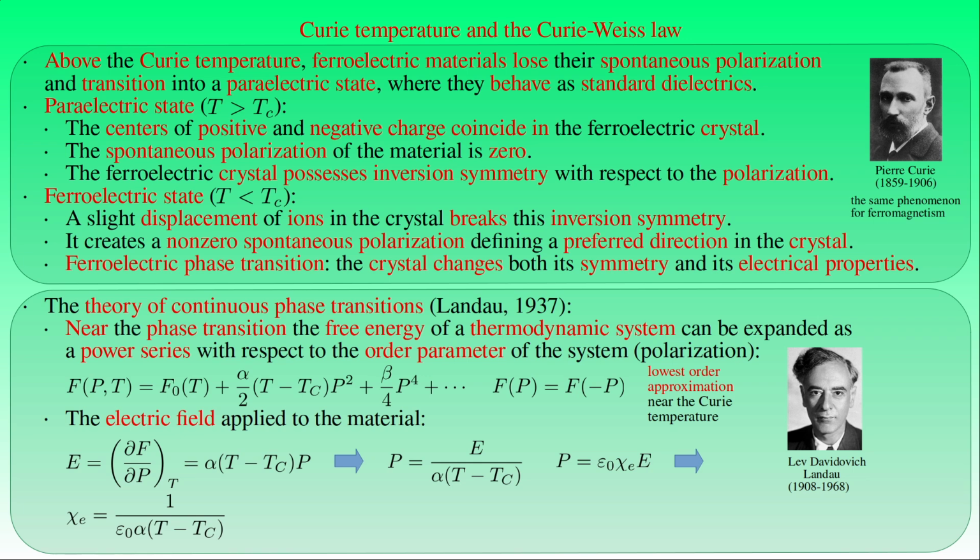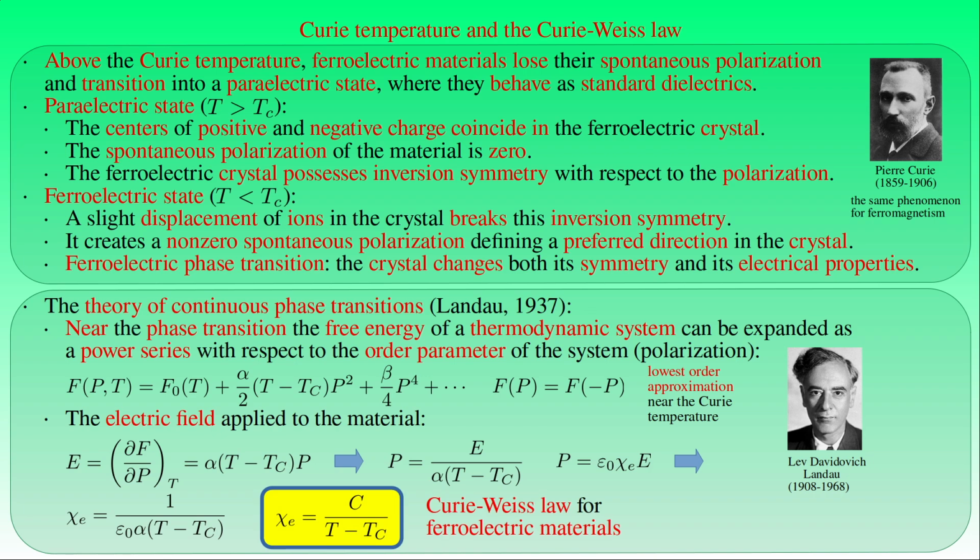Then we conclude that the electric susceptibility chi-E of a ferroelectric material in a paraelectric state is inversely proportional to the difference between the temperature of the material and the Curie temperature Tc, where the constant of proportionality C is the Curie constant defined by 1 over the vacuum permittivity epsilon naught times the constant alpha. This equation is called the Curie-Weiss law, and it was introduced for ferromagnetic materials by Pierre Weiss, a French physicist.